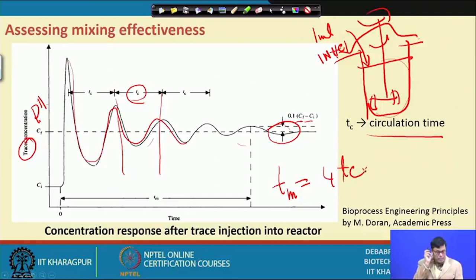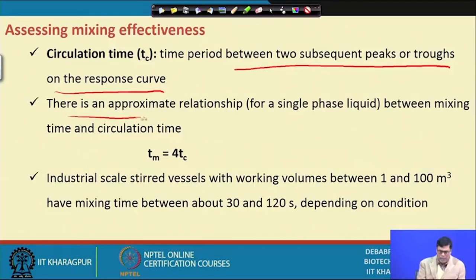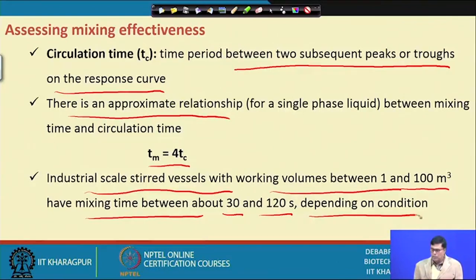This is usually the case that we have 4 such peaks, you see here 1, 2, 3, and sometimes 5 may also be applicable. So, circulation time is defined as the time period between two subsequent peaks of the response curve, and there is an approximate relationship that TM equals 4 TC. For an industrial scale vessel with working volume between 1 to 100 cubic meters, mixing time varies between 30 to 120 seconds depending on the conditions.